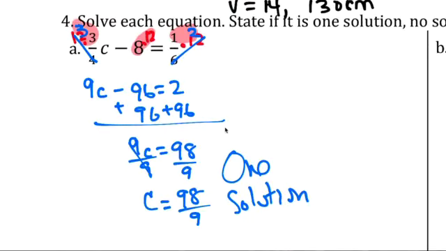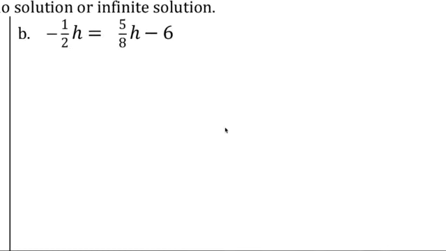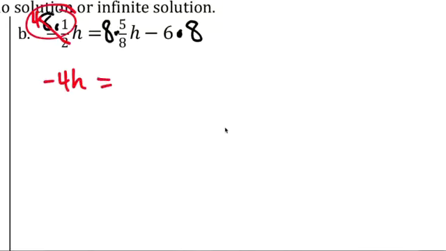And that's that one. This one here, least common denominator is 8. So you multiply everything by 8 here. That means you divide 2 into 8, which is 4, and 4 times a negative 1 is negative 4h equals, divide that, that's 1, and 1 times this 5 is 5. Bring down the h minus, multiply this 2, you get 48.